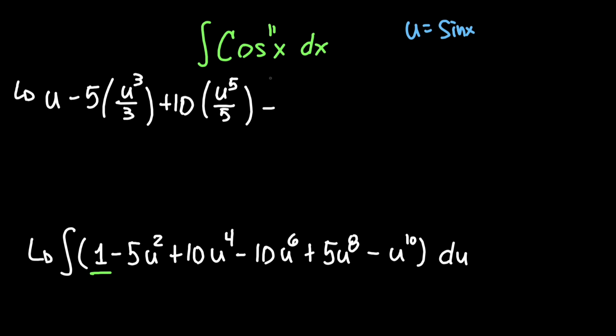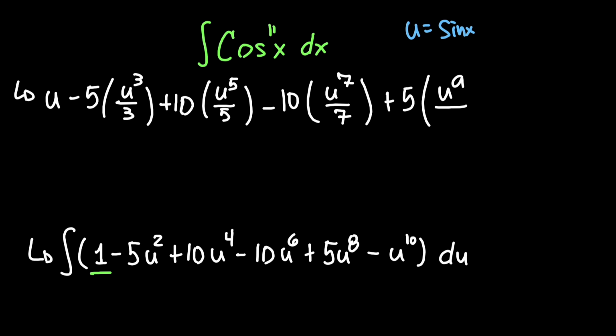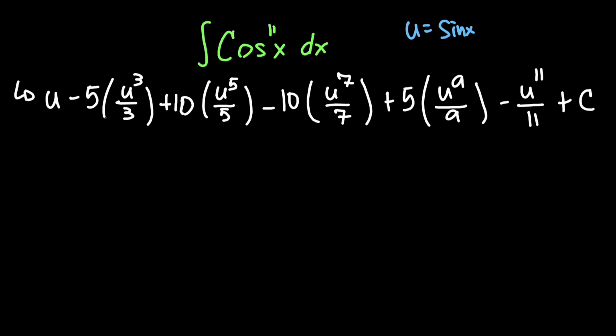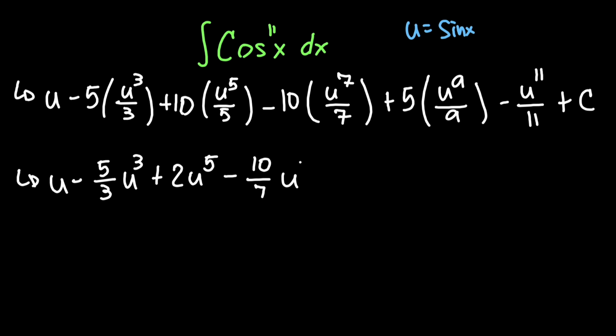Now let's move on. The integral of u to the power of 6 would be u to the power of 7 over 7, and so on. I think you get the pattern here now. And don't forget to add the constant of integration. Now that you have that, we can first simplify all our coefficient numbers here. So this would be u minus 5/3 u to the power of 3 plus 10 divided by 5 would be 2 multiplied by u to the power of 5 minus 10 over 7 u to the power of 7, and so on.